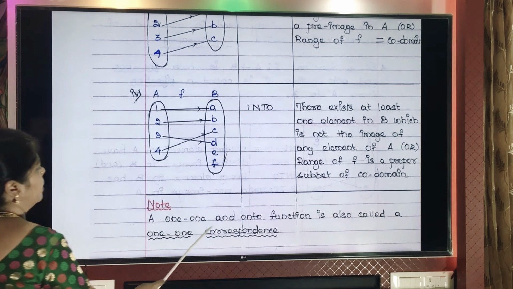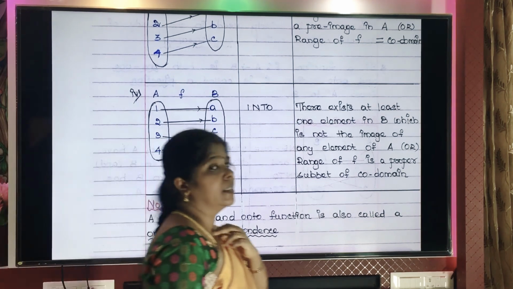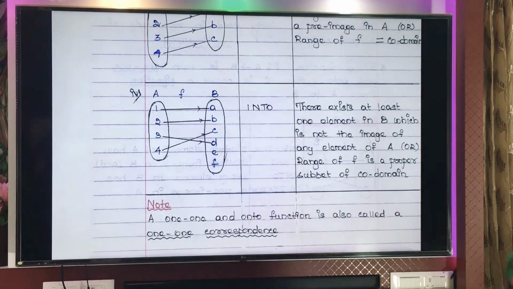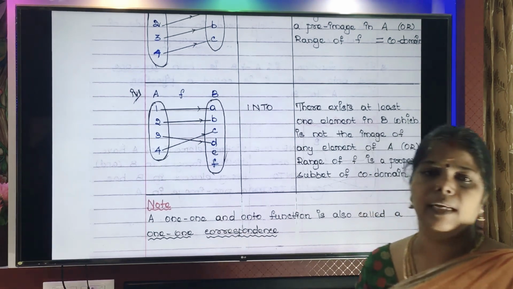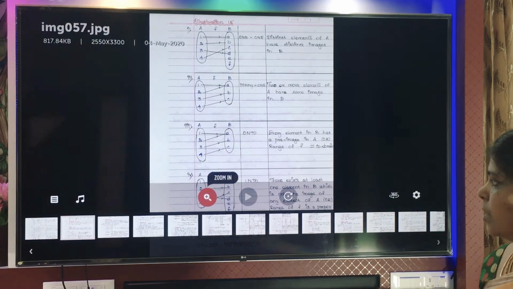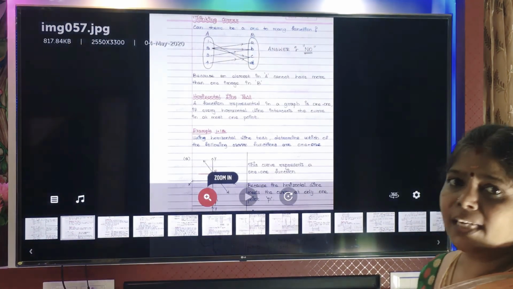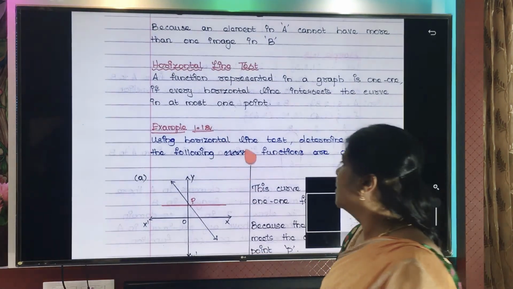A one-to-one and onto function is also called one-to-one correspondence. There is another name for one-to-one and onto function. Instead of saying one-to-one and onto, you can also say one-to-one correspondence. Okay, children, hope it is clear to you all. Are you enjoying?